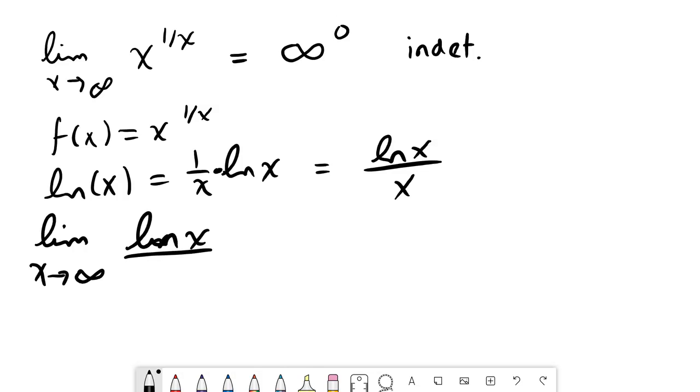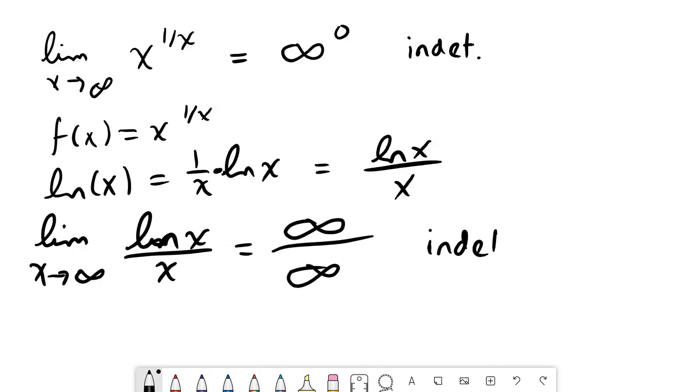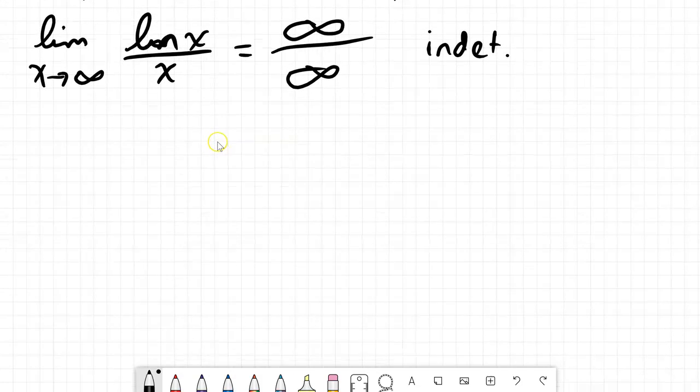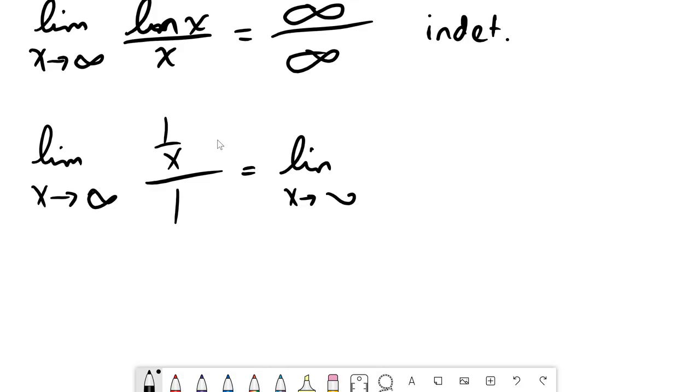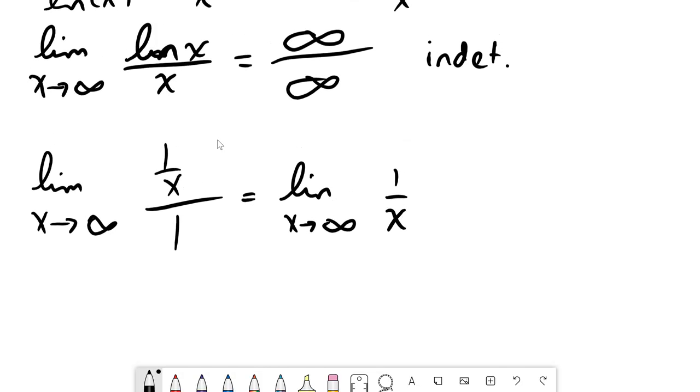This is ln x, and then this we could plug in. This is infinity, this is infinity, this is an indeterminate form. Therefore, we can use L'Hopital's rule because it's in the quotient form. So let's do that. The limit as x approaches infinity of the derivative of the top, 1 over x, over the derivative of the bottom, which is 1. That's basically the limit as x approaches infinity of 1 over x. And then we just plug in infinity, we get 0, right?